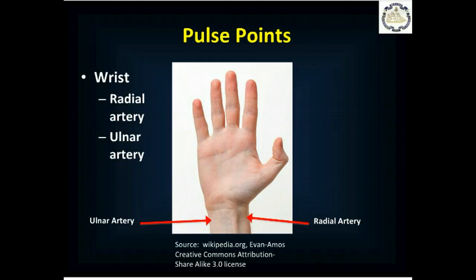On the opposite side, you do have an ulnar artery. That's typically not checked for pulse. It's a little bit harder to find, but having said that, it is a good one to test in the event of an injury, and it's actually a little bit more medial than that arrow would suggest there.